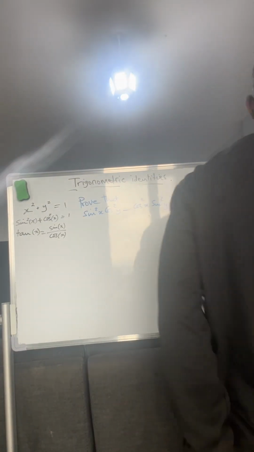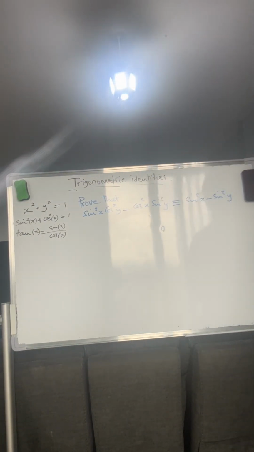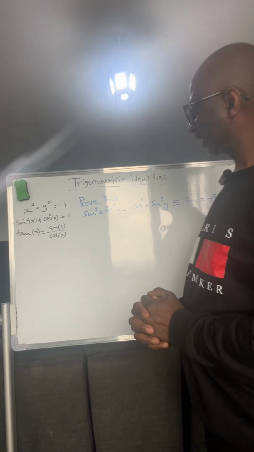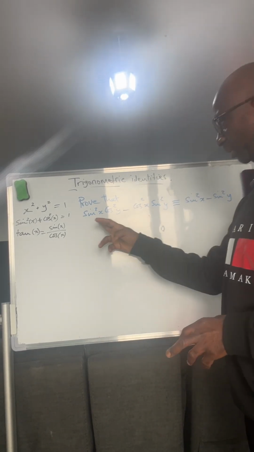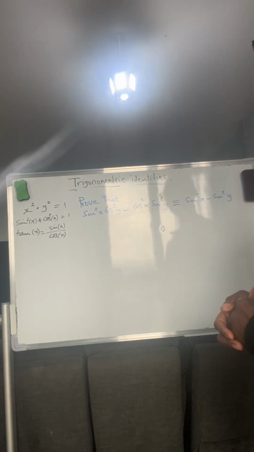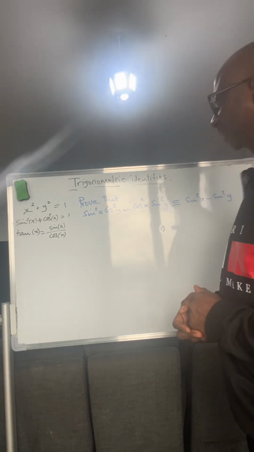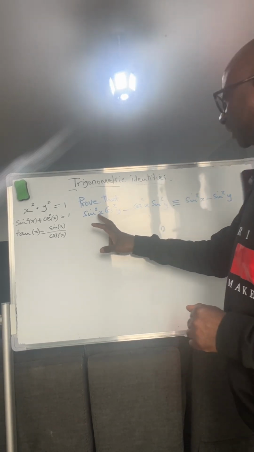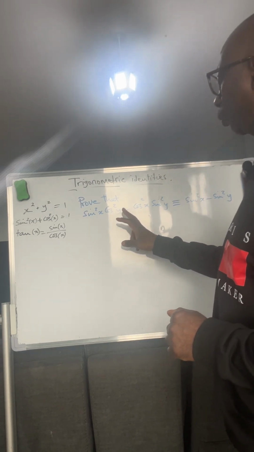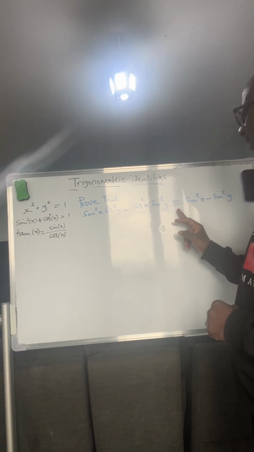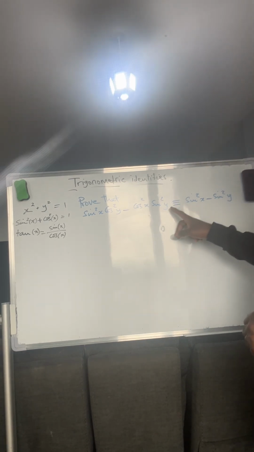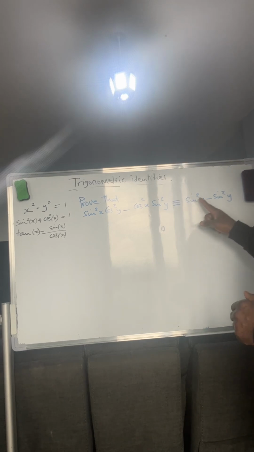We are still on trigonometric identities. The next question we have here, we are asked to prove this relationship. We are asked to prove that sine squared x cos squared y minus cos squared x sine squared y is equivalent to, you see 3 lines, it means equivalent to sine squared x minus sine squared y.